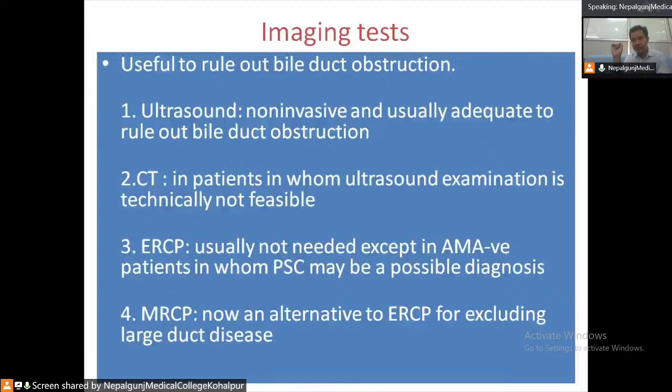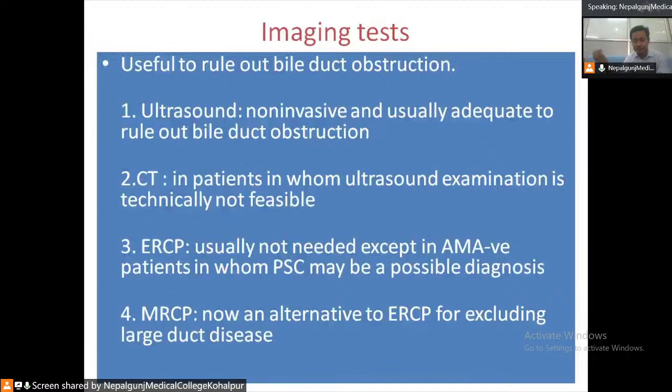In PSC, what is happening there? There is primary sclerosing cholangitis. Cholangitis means the biliary duct, the biliary channel, becomes sclerosed, meaning it is narrowed. So narrowing, again dilatation, again narrowing. So a beaded appearance of the bile duct you can see in the ERCP picture. Just to rule out this PSC, you can do ERCP in AMA-negative patients.